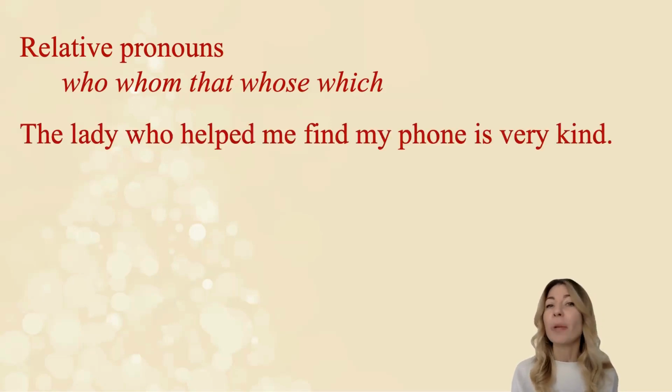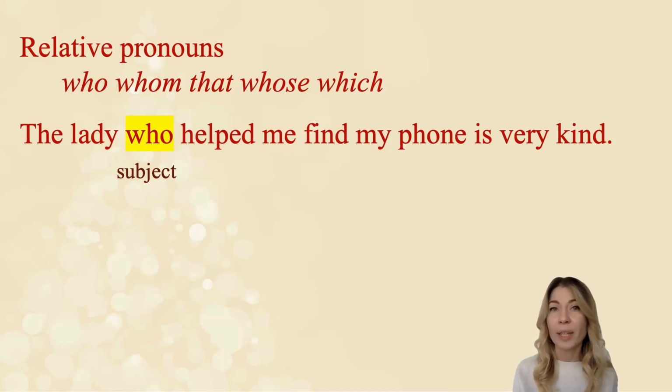The lady who helped me find my phone is very kind. When you read the sentence, you can see a relative pronoun who, which links two clauses. The independent one, the lady is very kind, and a dependent one, who helped me find my phone. In both clauses, we can see that the subject is the same, the lady. The lady is kind and she helped me find my phone. So this relative pronoun functions here as a subject.